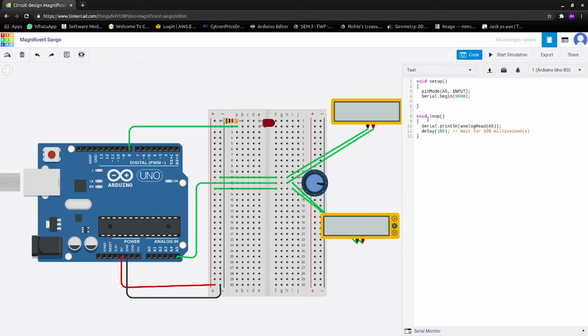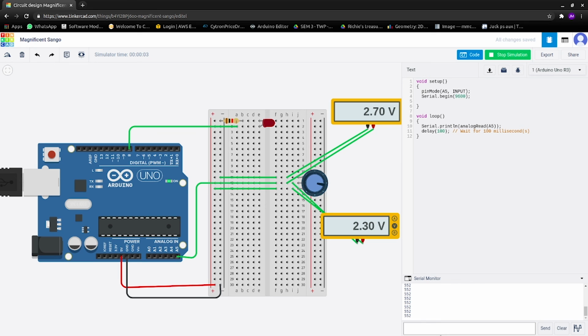Inside the loop over here, we're just taking analog read from A5, so we're reading the value, and then we're printing it out onto the serial interface. We also have a delay over here of 100 milliseconds, so that it doesn't spam us too much. Now we can start the simulation.